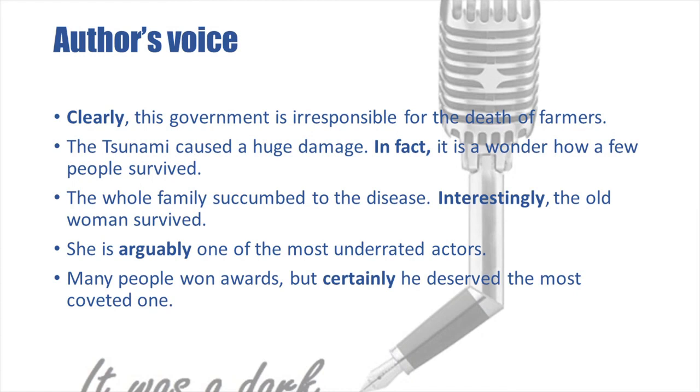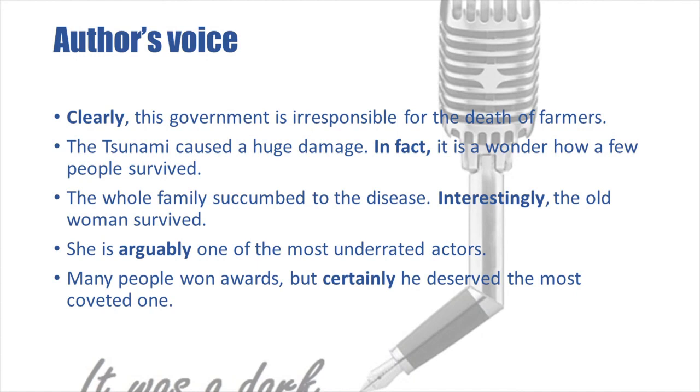Now, next one. The whole family succumbed. That means they fell prey to the disease. The whole family succumbed to the disease. Interestingly, the old woman survived. The fact is that the entire family has succumbed to the disease, and the author finds it interesting that the old woman survived when everyone else died. It's highly unlikely for a person of an old age to survive or to fight a disease. But interestingly, this is what the author finds interesting. So interestingly, the old woman survived.